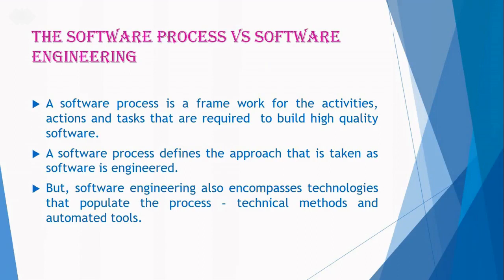A software process is a framework for the activities, actions and tasks that are required to build high quality software. A software process defines the approach that is taken as software is engineered. Software engineering also encompasses technologies that populate the process, technical methods and automated tools.